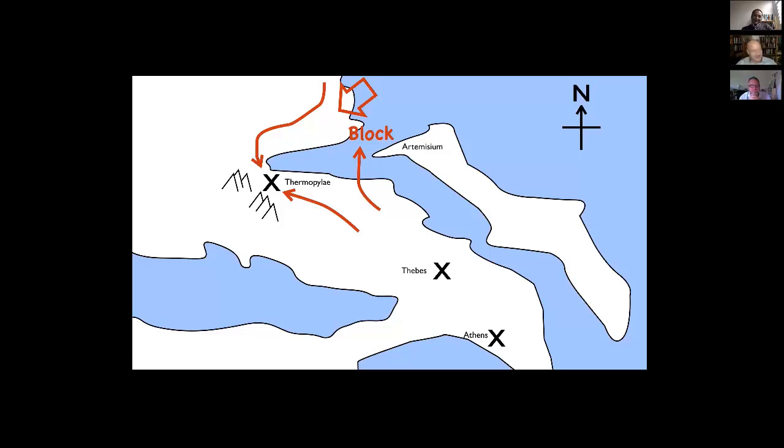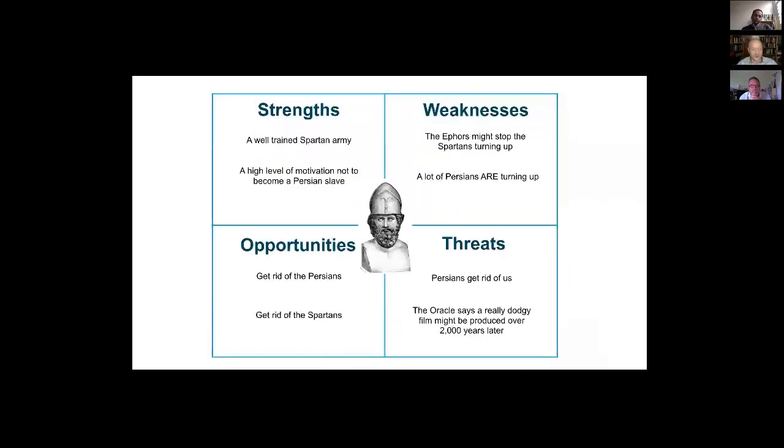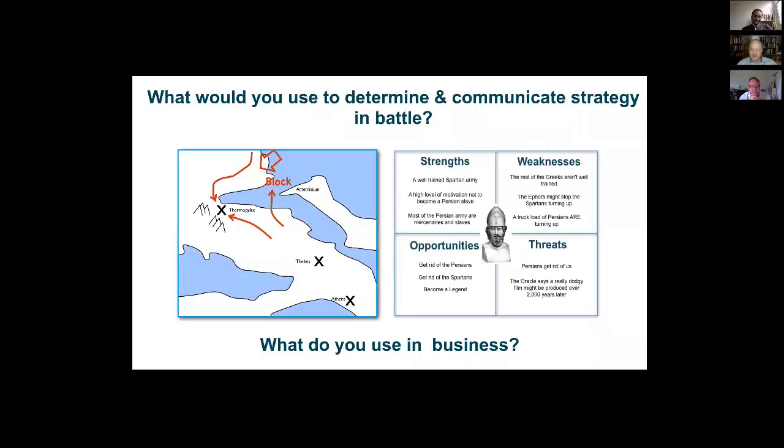So I like to imagine, if you're on the eve of battle and you're standing there and Themistocles is in front of you and he's saying, I do not understand the landscape, I do not understand the environment, but have no fear, for I have created a SWOT diagram. So strengths: a well-trained Spartan army, high level of motivation not to become a Persian slave. Weaknesses: the Ephors might stop the Spartans turning out. Well, if he said that, I would run away in fear. But if we think about what you would use to determine and communicate strategy in battle, would you use a map or a SWOT diagram?